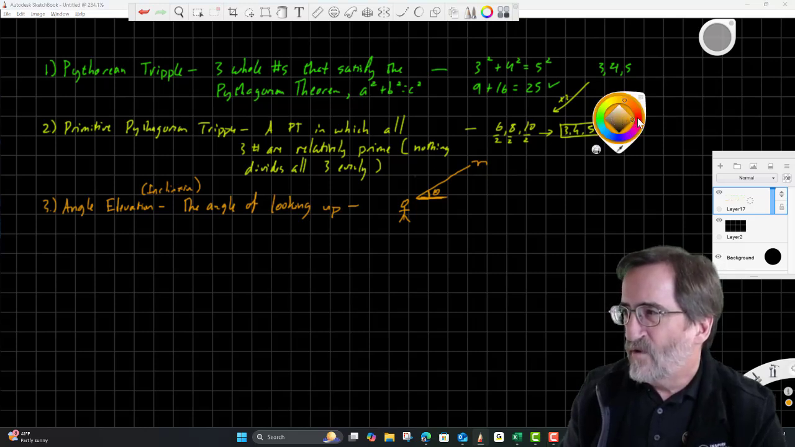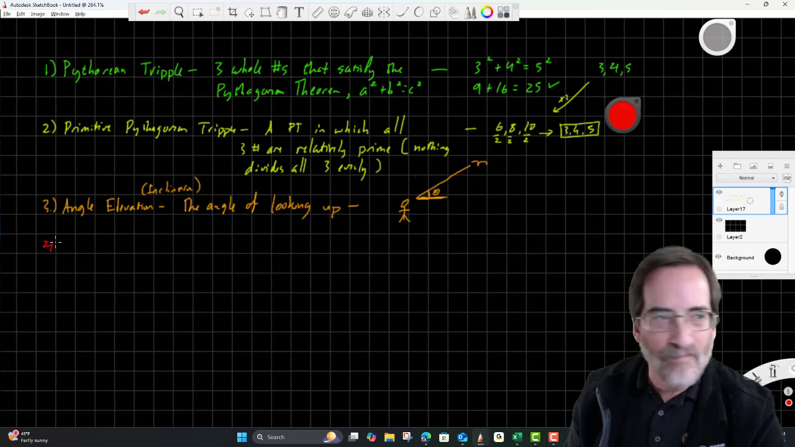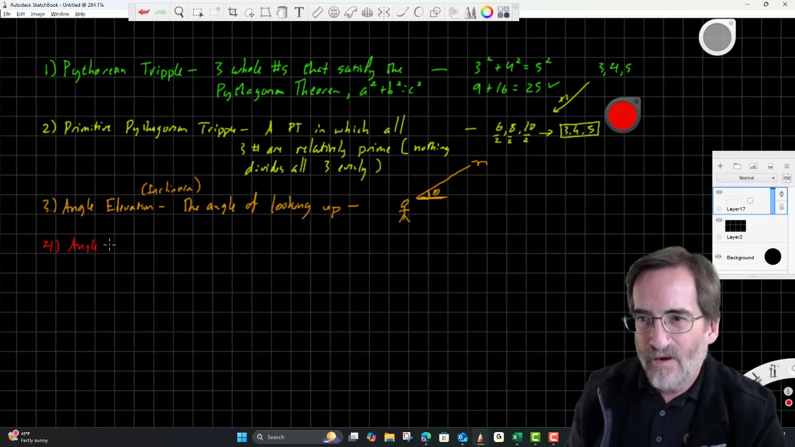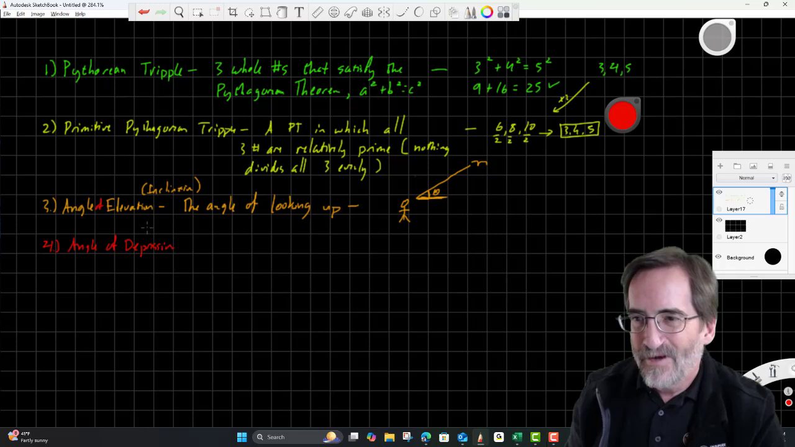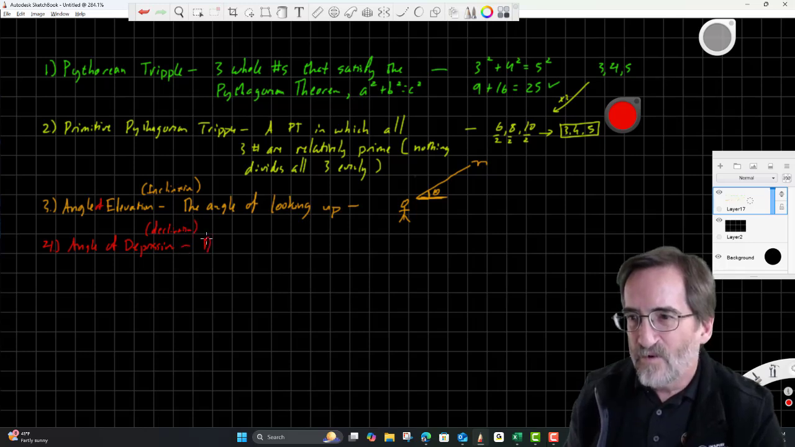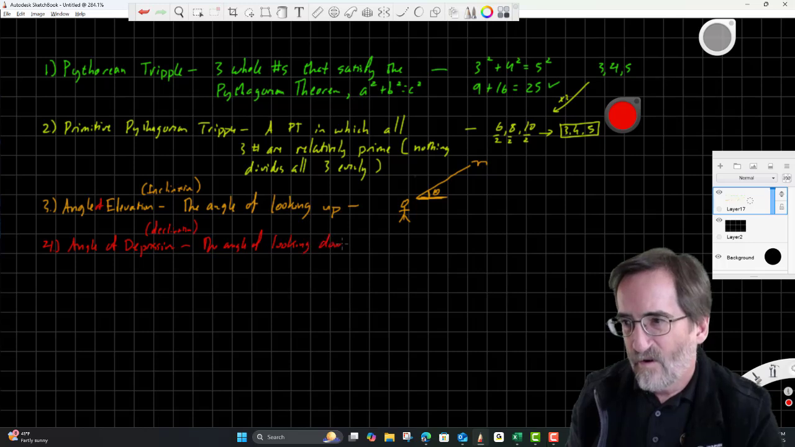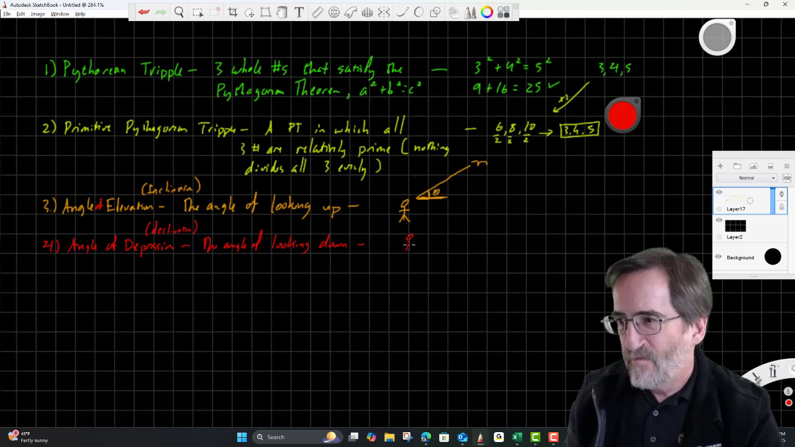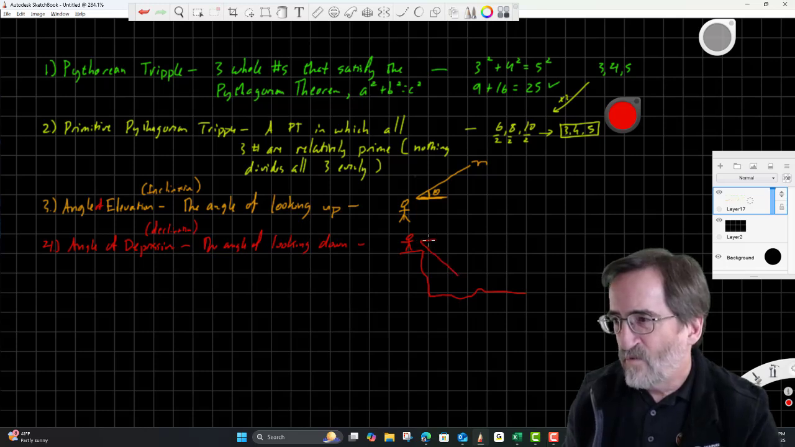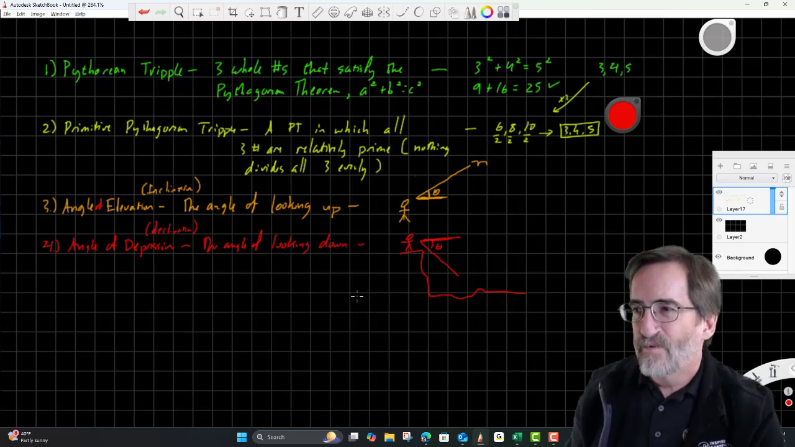And then we've got the angle of depression. I don't mean getting sad. Also, angle of declination. The angle of looking down. Someone goes to the Grand Canyon and looks down at the river. The angle between that and the horizontal is the angle of declination, or the angle of depression. Angle of looking down.